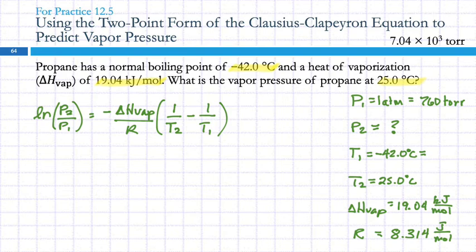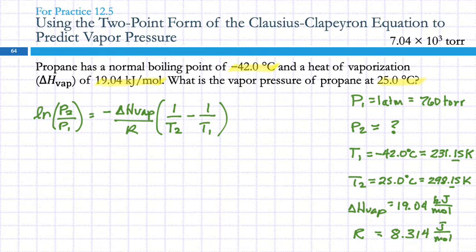273.15 plus negative 42. So this is 231.15 Kelvin. And this one is 298.15 Kelvin.